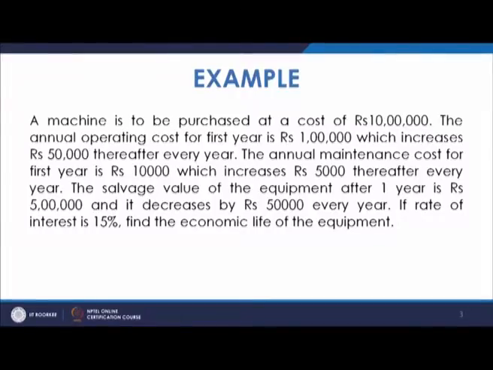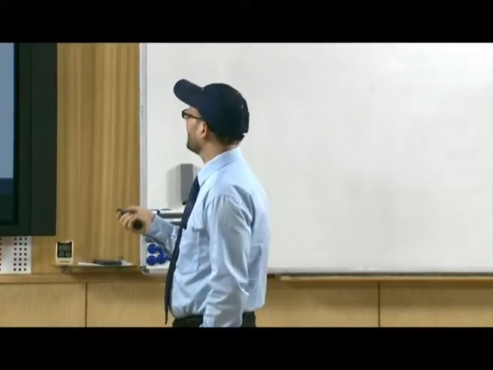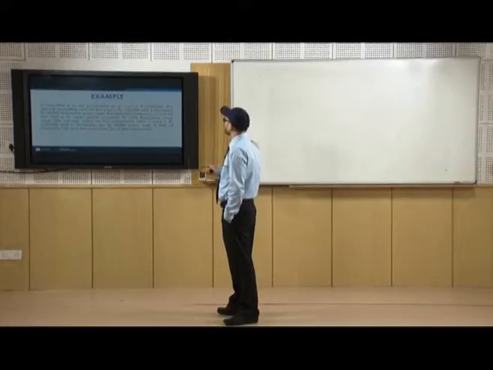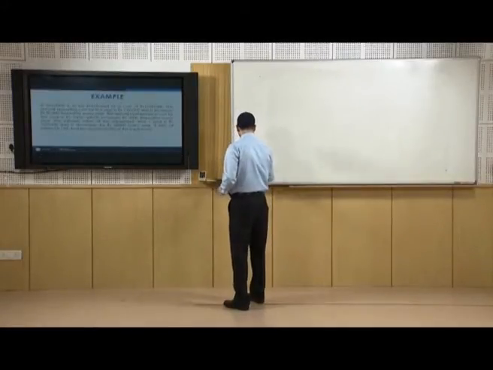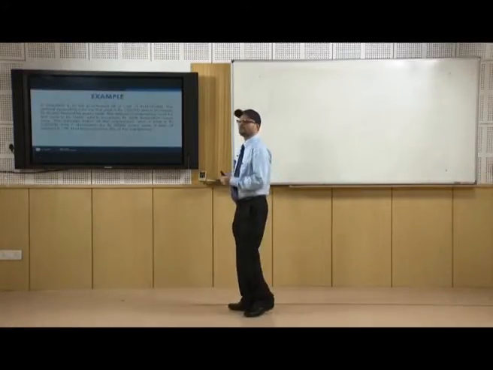Salvage value of the equipment after 1 year is rupees 5 lakh and it is decreasing by rupees 50,000 every year. So, as we discussed, if we dispose of the machine after 1 year, the salvage value will be 5 lakh, but every year you use it, the salvage value will go on decreasing. At the rate of 15% interest, we have to find the economic life of the asset. So, we have to calculate the annual equivalent value.